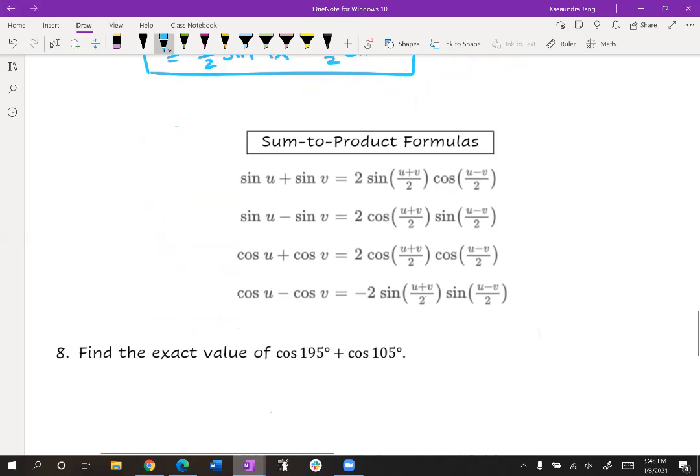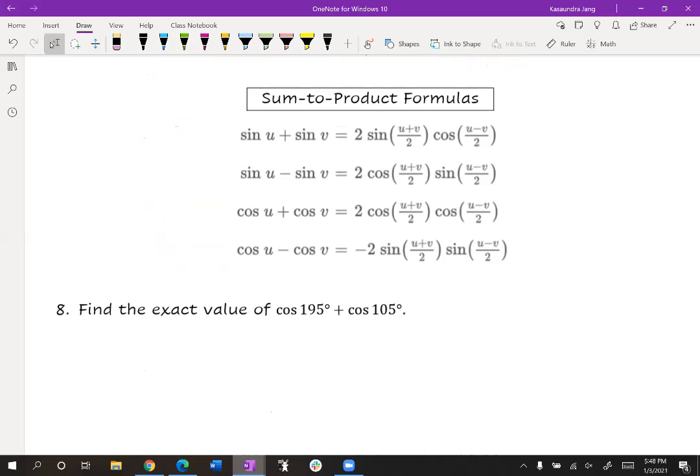All right, and then we've got sum to product formulas, lots of formulas. There's a formula sheet now posted on Canvas, so you guys can check that out.